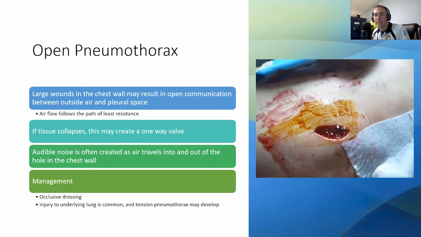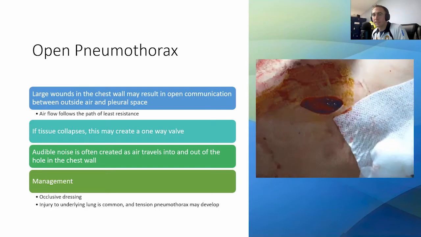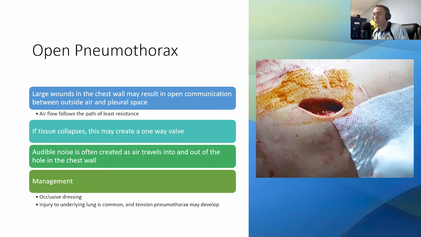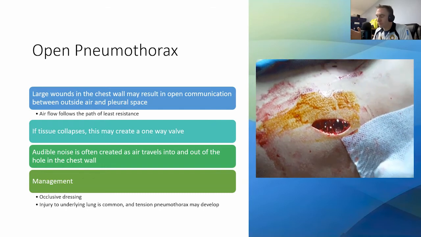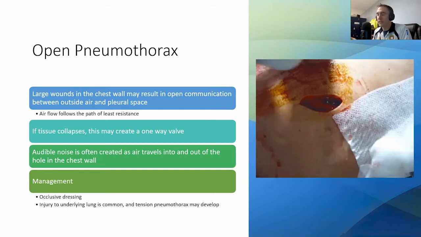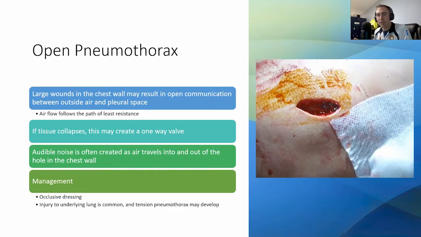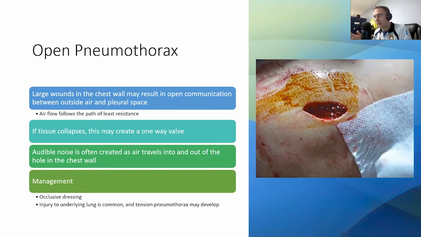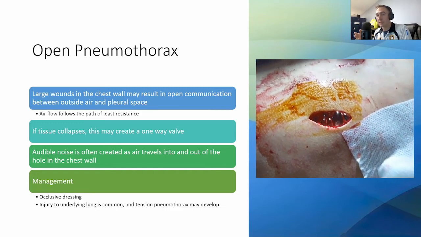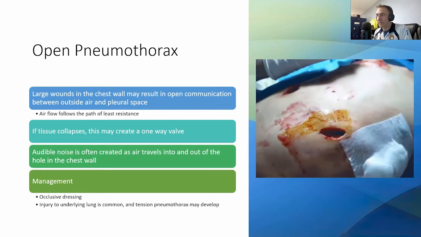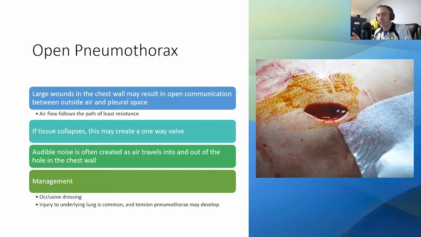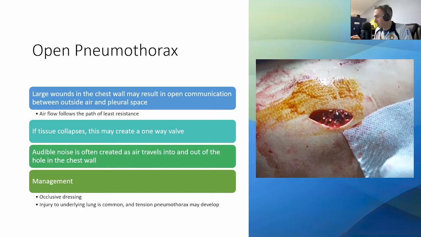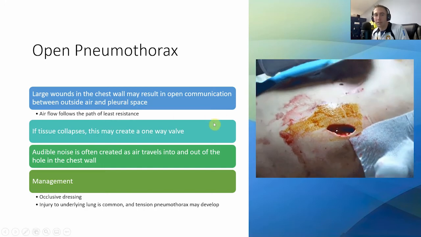So how do you treat this? Well, you treat it with an occlusive dressing. Now, it's debatable, should we tape it on all four sides? Well, it might not be that important, we've come to find out. But in general, we want air to be able to escape but not get in. So we use commercial chest seals, like Asherman chest seals, that allow air to get out but not in.